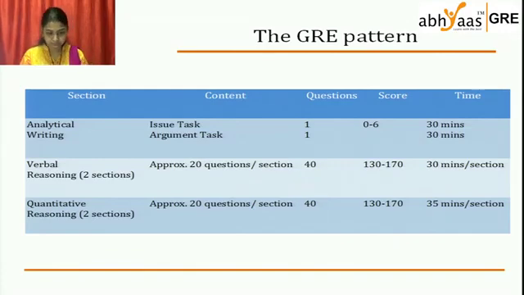So generally you have the word approximately 20 questions. The reason is that at the beginning of your section, it will be displayed how many questions and how much time you have. So approximately 20 questions and 30 minutes for each section, and the score range is 130 to 170. Similarly, quant is 20 questions and 35 minutes per section, 130 to 170.